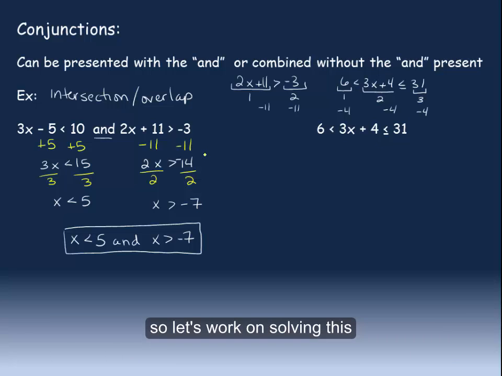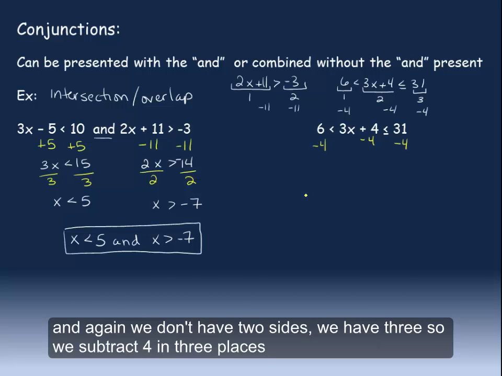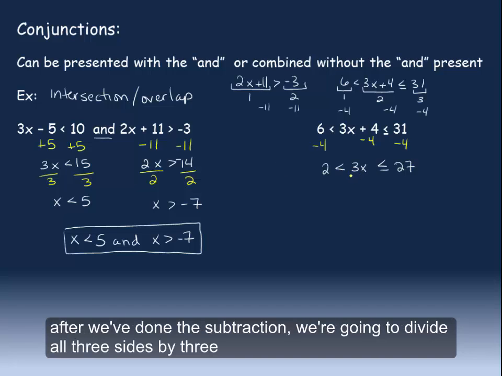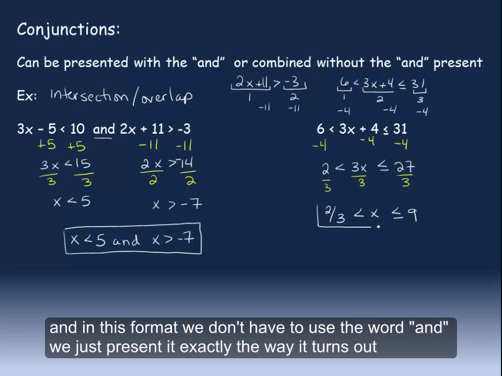So let's work on solving this. Our first step is going to be to subtract 4. And again, we don't have two sides, we have three. So we subtract 4 in three places. That gives us 2 is less than 3x is less than or equal to 27. After we've done the subtraction, we're going to divide all three sides by 3. 2 doesn't divide by 3, so we get the fraction 2/3 is less than x is less than or equal to 9. And in this format, we don't have to use the word "and." We just present it exactly the way it turns out.